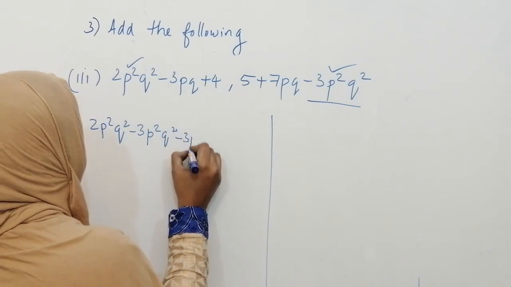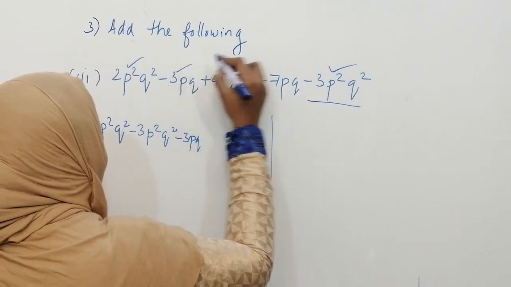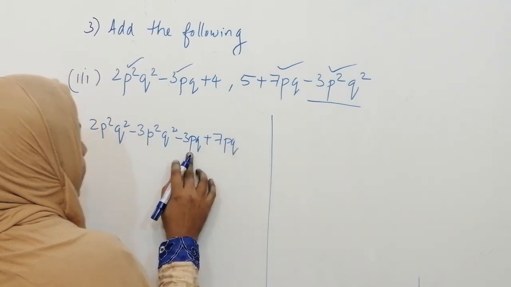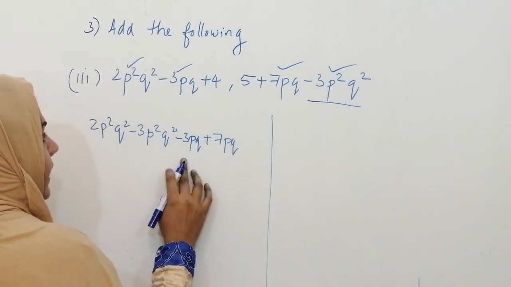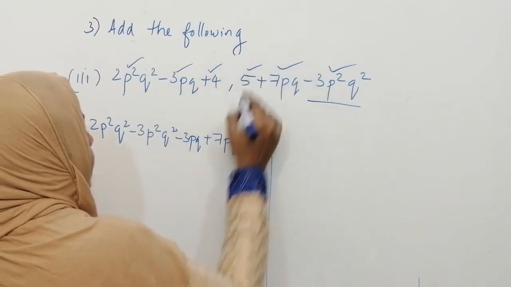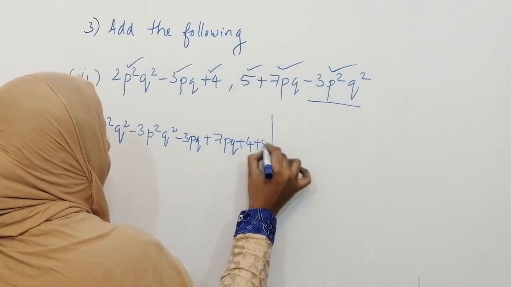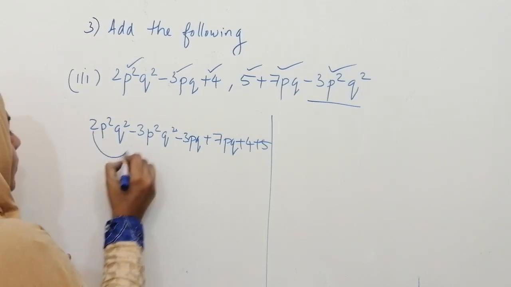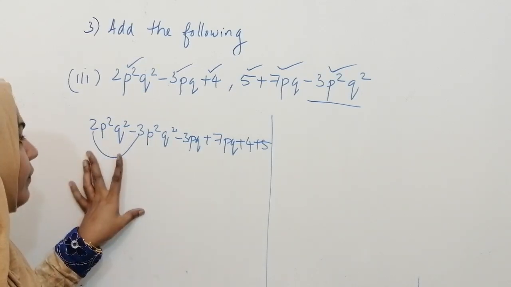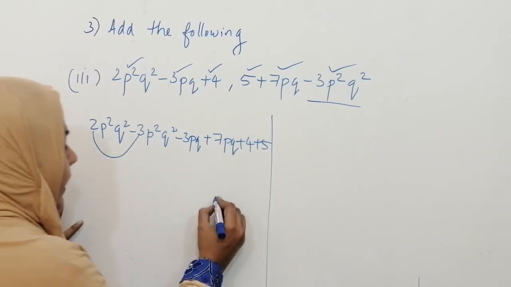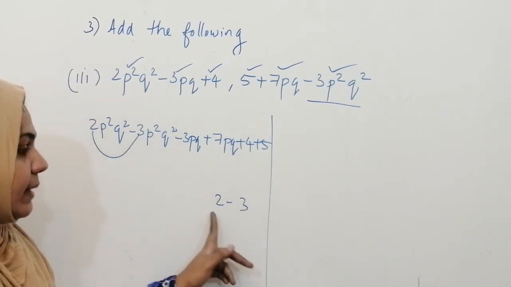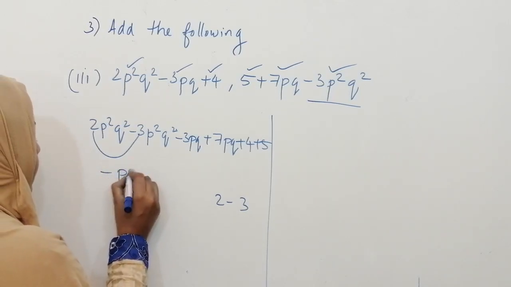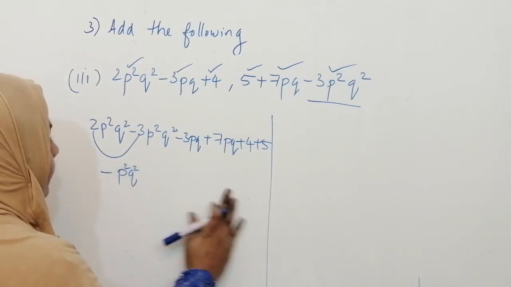Now minus 3pq. So what is the like term of minus 3pq? Plus 7pq. Here you can see these are the like terms with the same variables. So next pending is plus 4 and plus 5. So now we can start to solve this question. So here you can see 2 minus 3. This is the question for addition. You know that 2 minus 3 means subtract and give greater number sign. So that means minus p square q square.